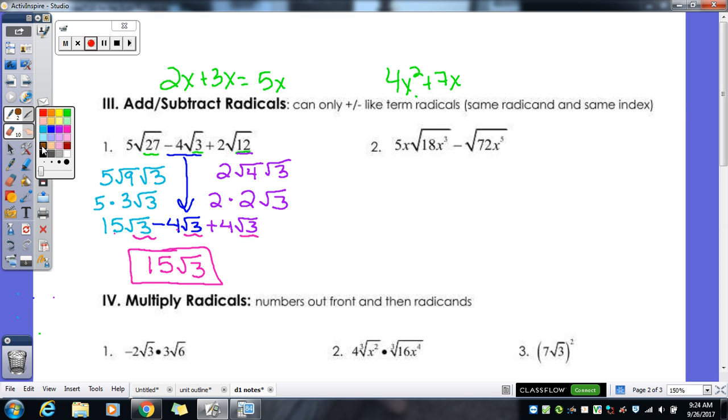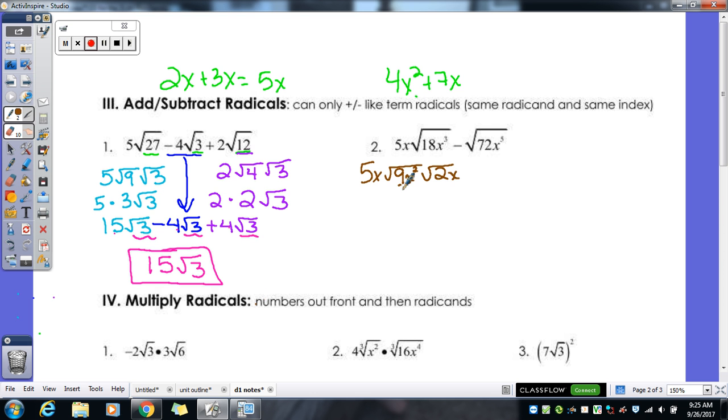So let's take a look at example number 2. We can't combine it yet because we don't have like radicals. So I'm going to set up to simplify the 18x cubed first. So dealing with just the 18 for now, what's our perfect square that goes into 18? 9. 9 and 2. And then x cubed, we're going to break up into x squared and then x to the first. Because x to the third is not a perfect square. It's got to be an even exponent for perfect squares.